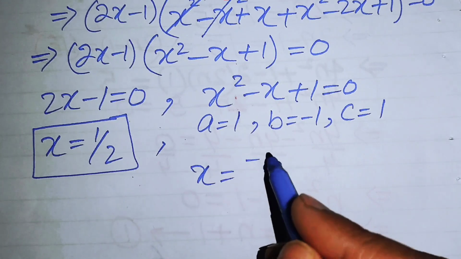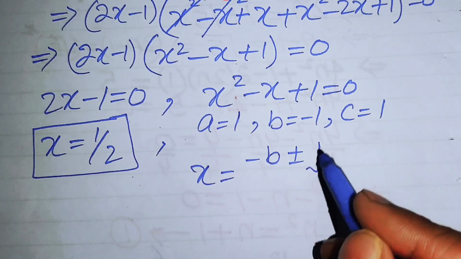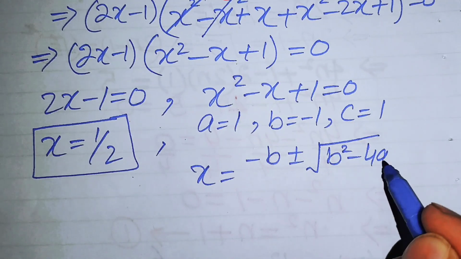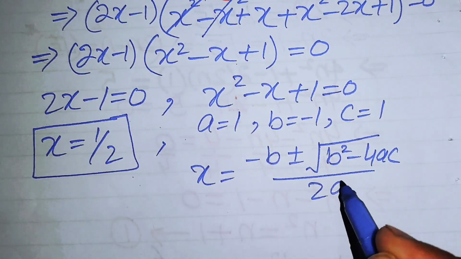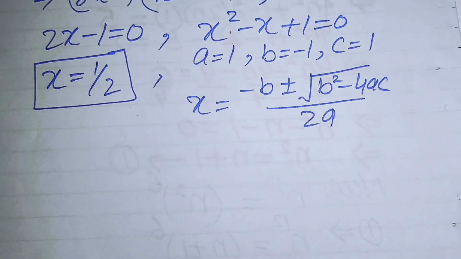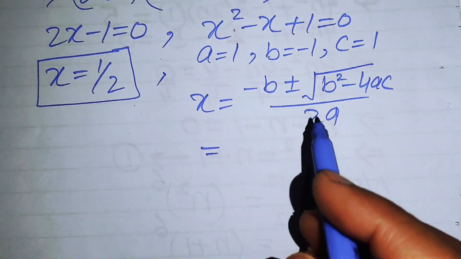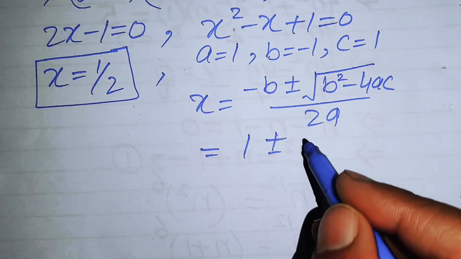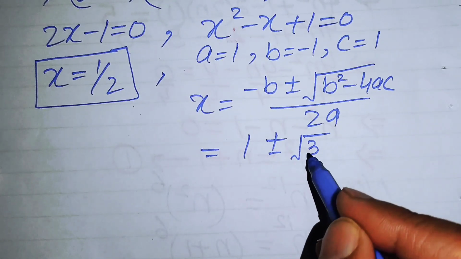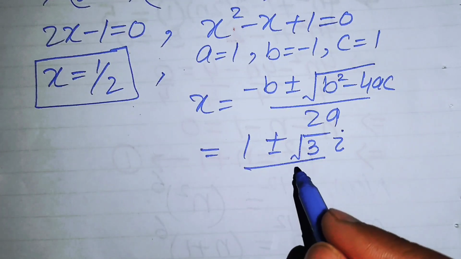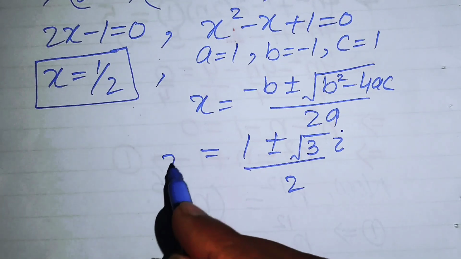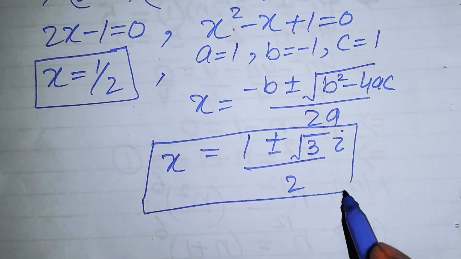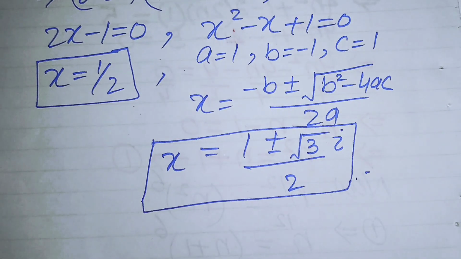And we have our x equals to minus b plus minus square root of b square minus 4 times of ac divided by 2 times of a. And now we put all the values of a, b and c in this formula, and finally you get the value of x will be 1 plus minus square root of 3 iota divided by 2. So these are the other two complex roots of the given equation, and this is our final answer.